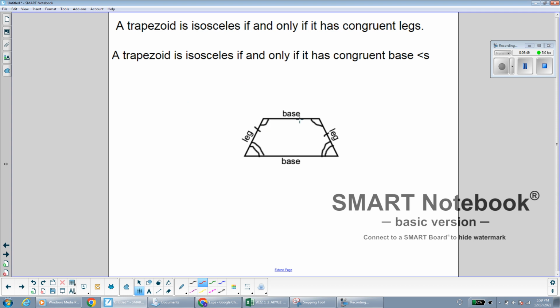Now, since trapezoids have two bases, the upper base and the lower base, top base and bottom base, they have two sets of base angles. We have the upper base angles, which as you can see are congruent to each other in an isosceles trapezoid, and we have the lower base angles, which are congruent to each other in an isosceles trapezoid. So once again, if a trapezoid is isosceles, the upper base angles are congruent to each other and the lower base angles are congruent to each other.